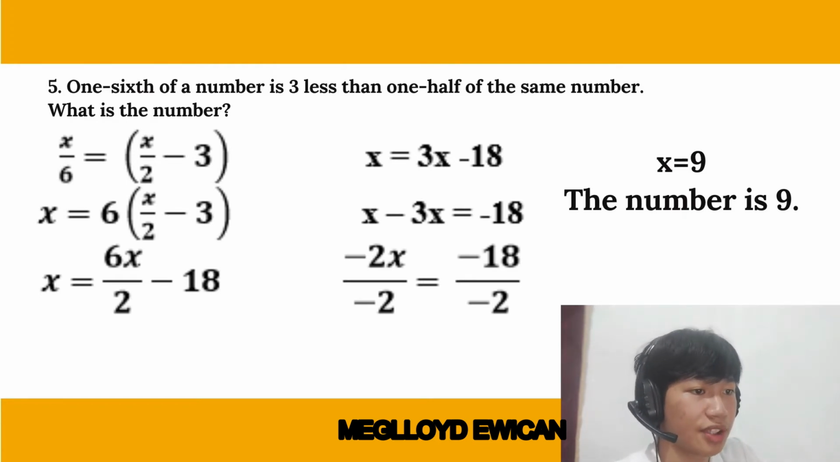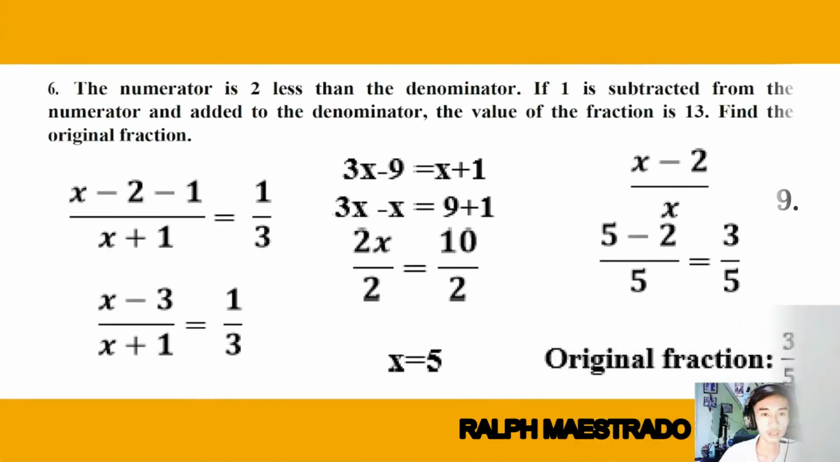It's time to transpose the 3x to the other side and combine like terms. Now, we have the equation negative 2x equals negative 18. We divide both sides by negative 2 to find the value of x. Therefore, x is equal to 9. The number is 9. The numerator 2 is less than the denominator.